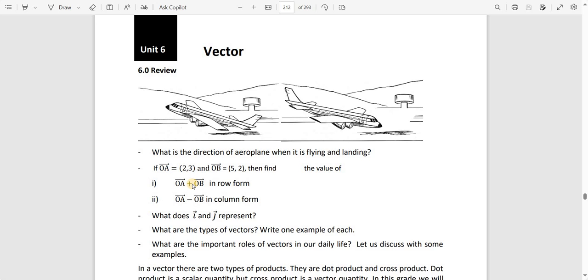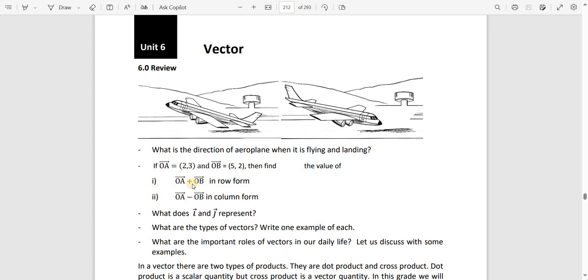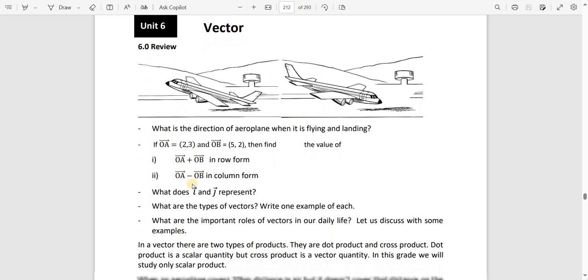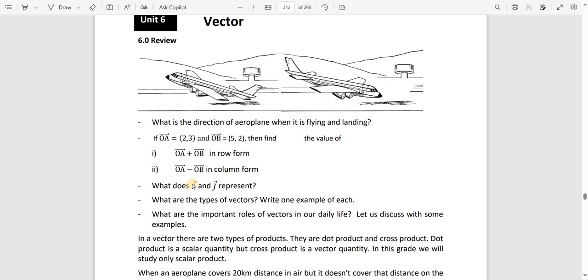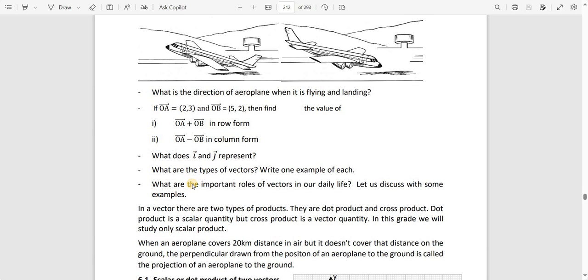Today we'll be learning about vector in class 10 OPT Maths. So what we have is two planes moving in different directions. One is coming down and landing, and another plane is taking off. What is the direction of the plane when it is flying?